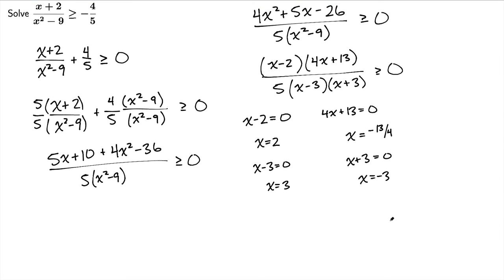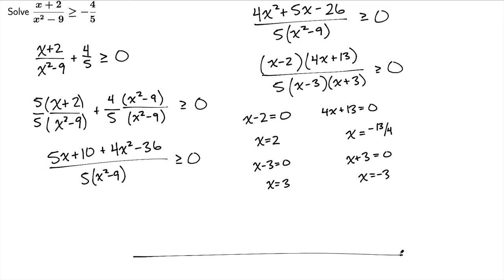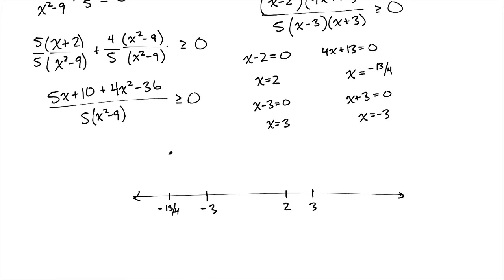We've got these 4 different numbers that we now need to draw on a number line. Okay, so we've got, let's see, -3, and a positive 3, and a positive 2, and -13/4, which is a little bit less than -3, actually. Now this is not to scale, and that's totally fine. All we really care about is the intervals that we have. Okay, so this breaks up our number line into 5 different sections.